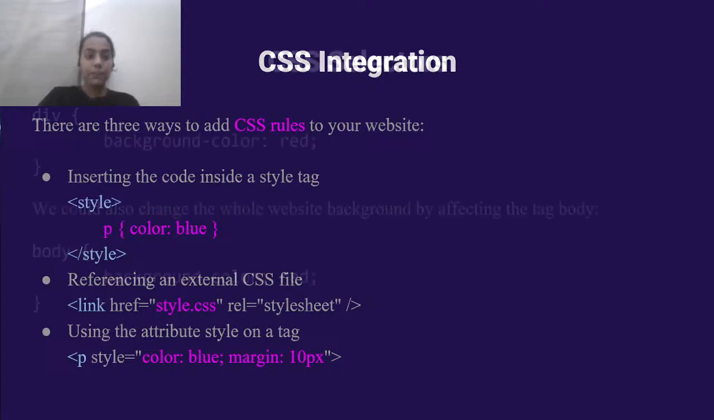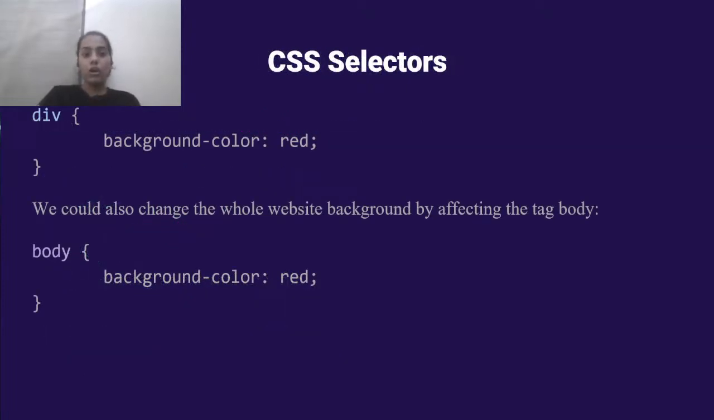Moving on. Now let's talk about CSS selectors. Let's start by changing the background color of one tag of our website. We have div and we have background color as red. This CSS rule means that every div tag found in our website should have red color. Remember that divs are used mostly to represent areas of our website.